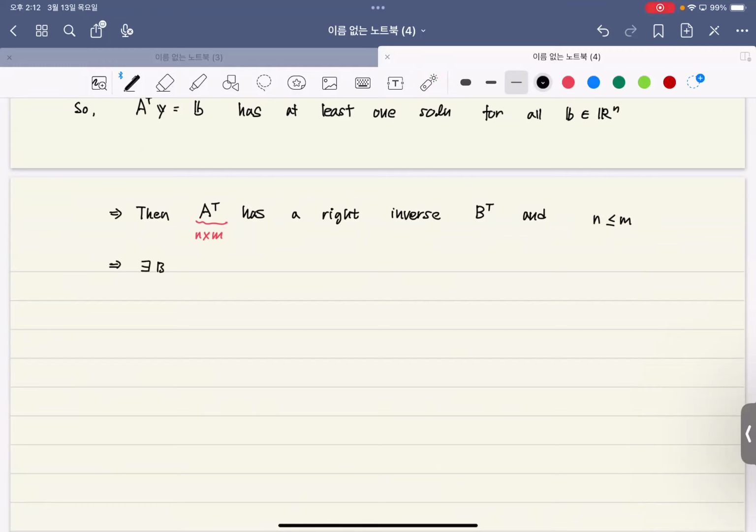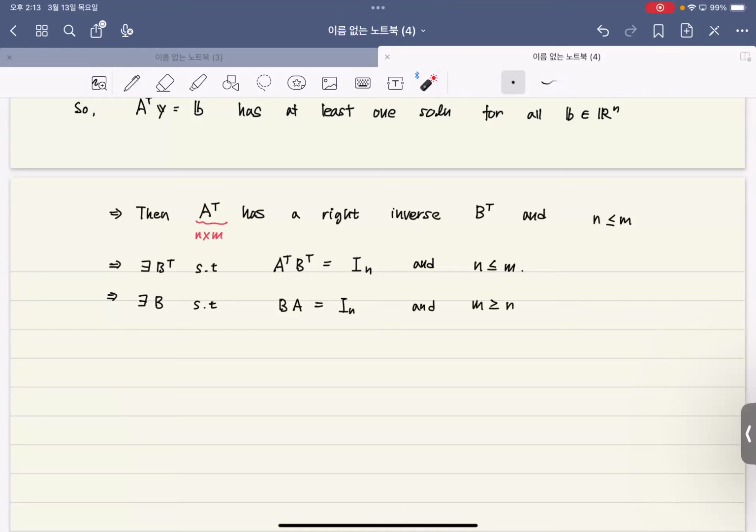So there is B transpose such that this is the right inverse. So A transpose B transpose is the identity, and so in other words, there is a matrix B such that BA is the identity and m is greater than n. Okay, so we are done. Great. All right, so this is the end of the proof.